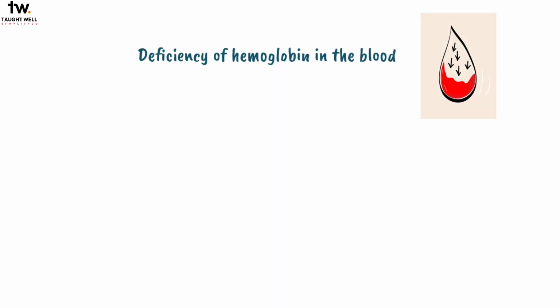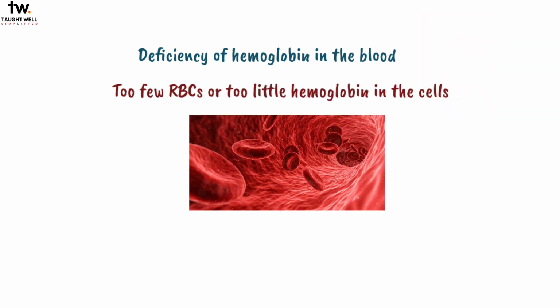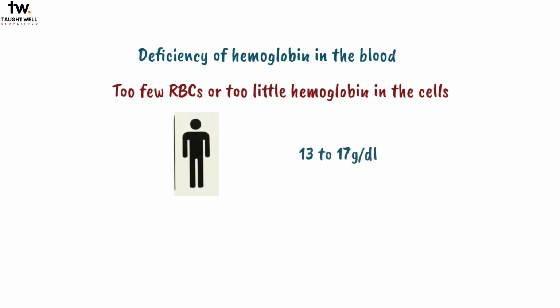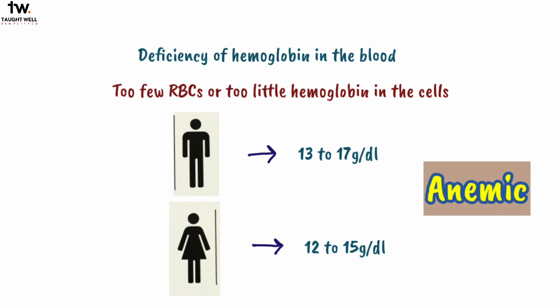Anemia is a blood disorder that basically means a deficiency of hemoglobin in the blood. This deficiency can be caused by either having too few RBCs or too little hemoglobin in the cells. The normal range of hemoglobin for males is 13 to 17 gram per deciliter, and for females, it is 12 to 15 gram per deciliter. When the levels of hemoglobin vary from these standards, a person is said to be anemic.